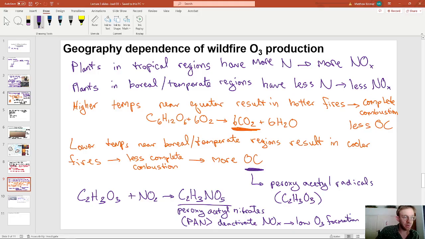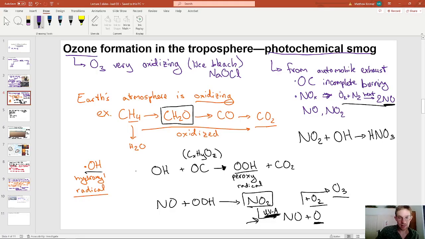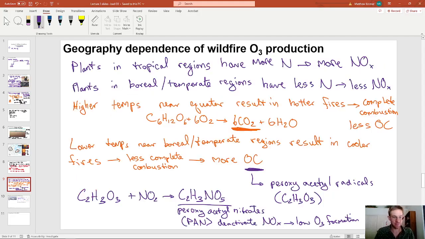Because remember, the way ozone forms in smog is because NO2 absorbs UVA to form a free oxygen, which ultimately forms ozone. So these peroxyacetyl radicals remove NO2 from this equation, ultimately not allowing ozone to form initially. Okay, so there's a caveat here.